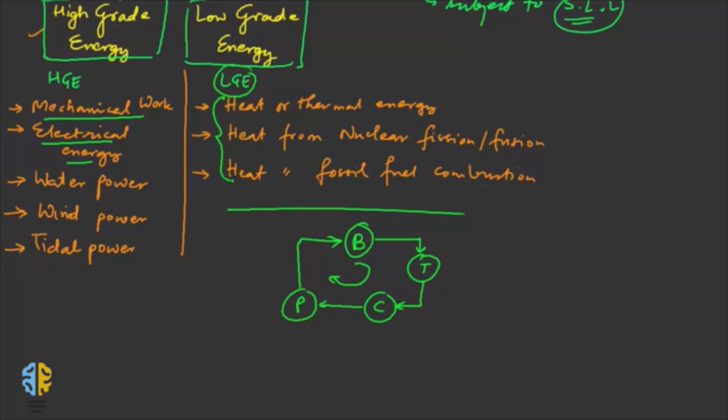Now the mechanical work that we are getting is from the turbine. So this is the source of shaft work, and shaft work is basically a high grade energy source. But from where are we getting it? We are getting it by burning fossil fuels inside the boiler. So you put in heat in this boiler, you burn fossil fuels, you produce combustion in the furnace of the boiler, which boils the water and converts it into steam, and that steam expands in this turbine to produce shaft work.